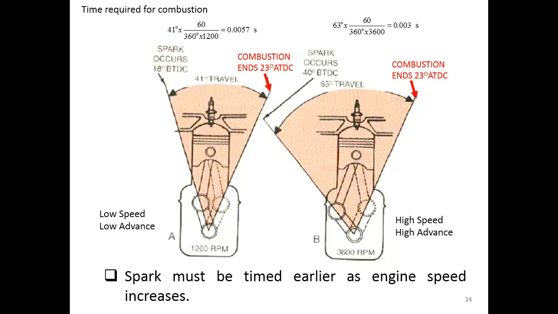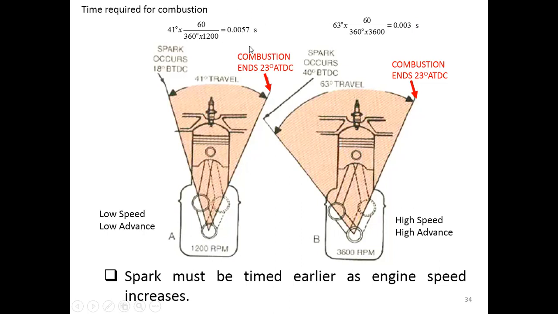Okay, so we should not be confused with the degree here. Even though we have 63 degrees to travel, it doesn't mean we have more time. Right? 63 degrees of travel, but we go with higher speed, so the time is less. Compare with this one, 41 degrees of travel, shorter than this one, but the engine runs at low speed, so we have more time.